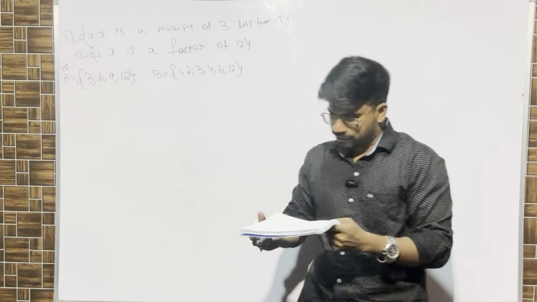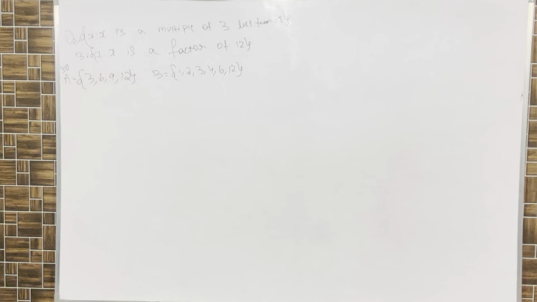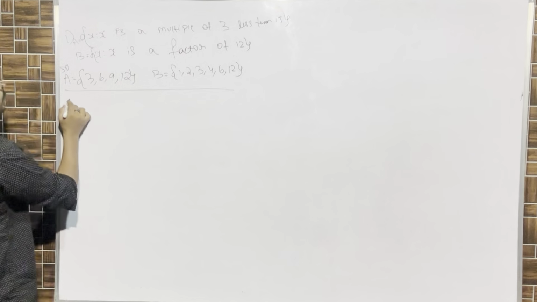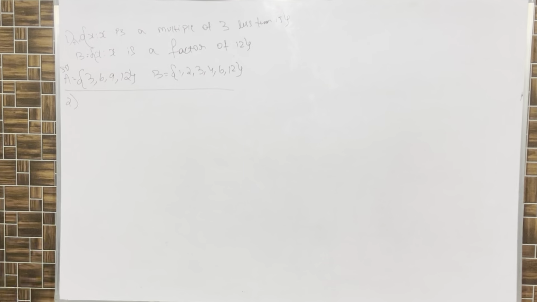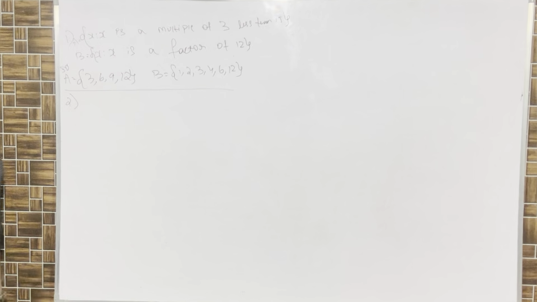Next, second question. Factor of 24, factor of 120. Union and intersection, as of now it is not there. It will come. Union in the sense, I'll explain to you. First of all, let us do this, okay?